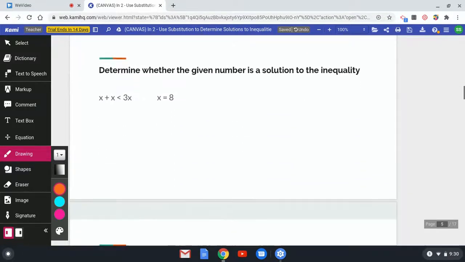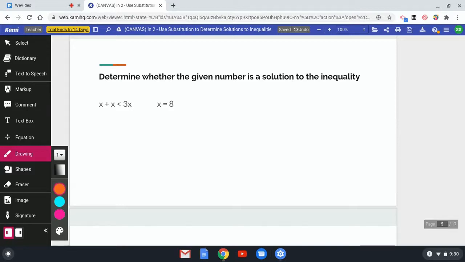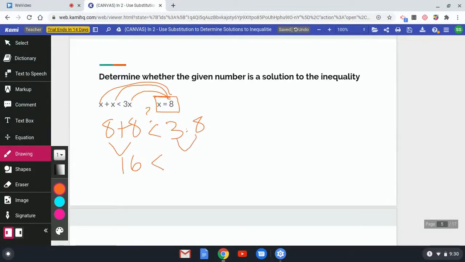Let's try this one. X plus x is less than 3 times x. So let's see if we can solve this one. Wherever I see x, I'm going to plug this in. So really I have 8 plus 8. Is it less than, asking ourselves, is it less than 3 times 8? Well, what's 8 plus 8? 16. 3 times 8? 24. Is 16 less than 24? Yes.